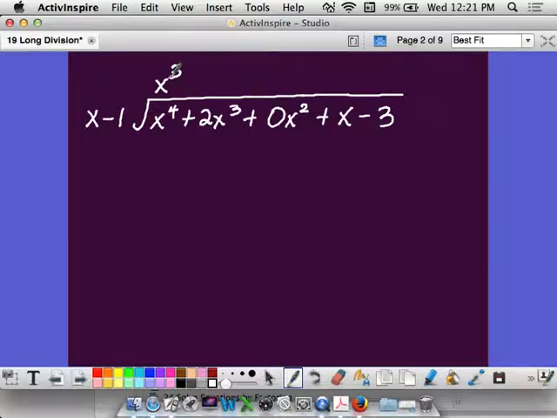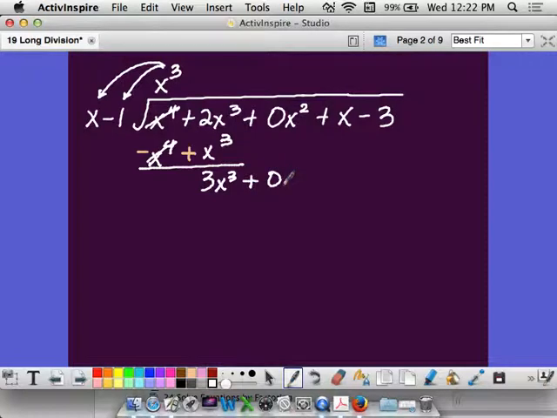And that would be x cubed. Now I'm going to multiply through. X cubed times x is x to the 4th. X cubed times negative 1 is negative x cubed. Draw the line, change the signs, and combine. So these cancel, and 2x cubed plus 1x cubed is 3x cubed, plus bring down the next term, in this case it's 0x squared. So then I start over.